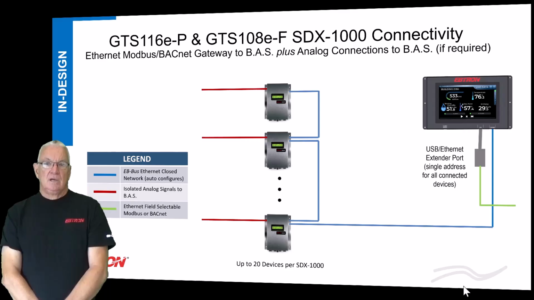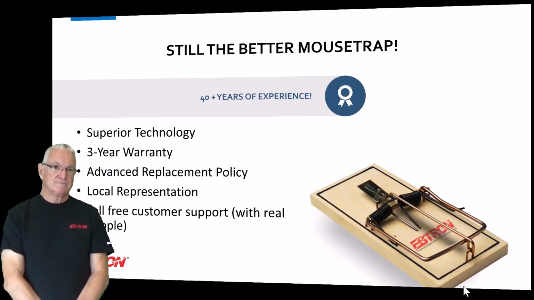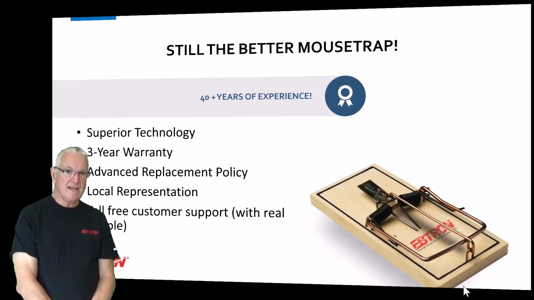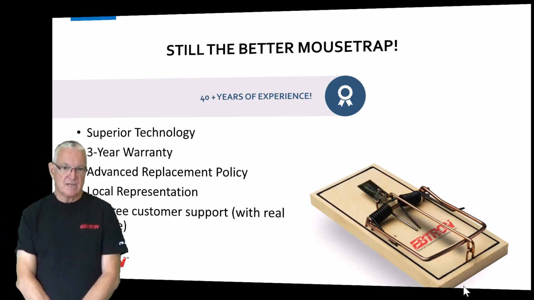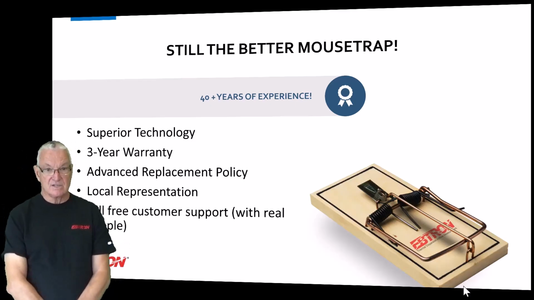So I think we're a little bit ahead of the game here. We definitely have the best technology. We have the most experience. We have a 3-year warranty, advanced replacement. If you think something's wrong with the product, work with our service department. If it's something that we feel is a warranty problem, we'll build you a whole new unit and send it out. Obviously, you have local reps right now that are spending the time to get you together. And when you call EBTRON, you actually get real people.